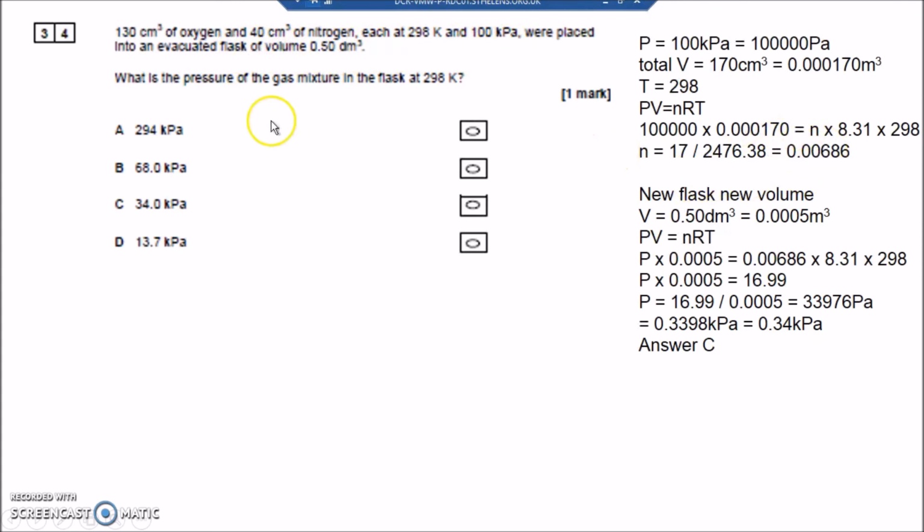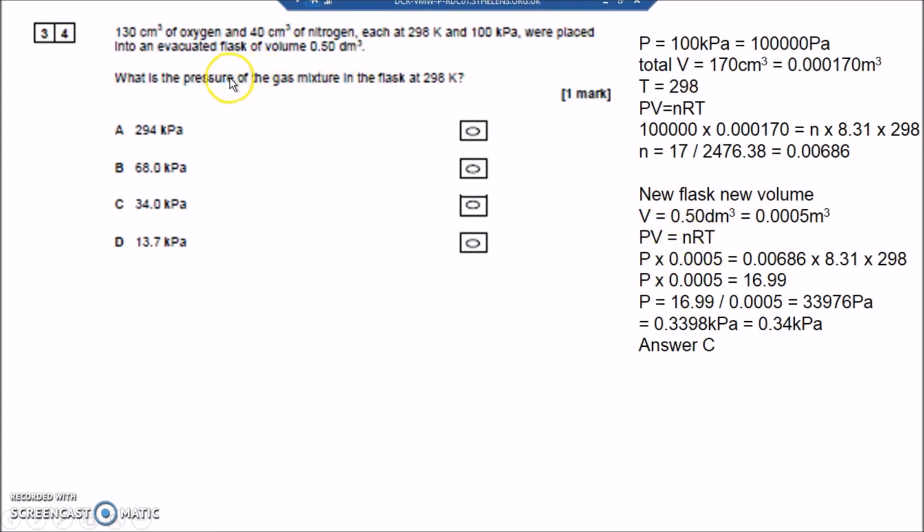Now then, all I've done is I've put these into a new flask of a new volume. The number of moles hasn't changed. I've put the oxygen and nitrogen together, that number of moles, in a new flask. And I've not changed the temperature, 298 Kelvin. I've just got a new volume, so I can just work everything out again. So pressure times volume equals nRT. My volume is 0.5 decimeter cubed. I need to get that into meter cubed by dividing by 1,000. So decimeter cubed up into meter cubed, I divide by 1,000. That's 0.0005.